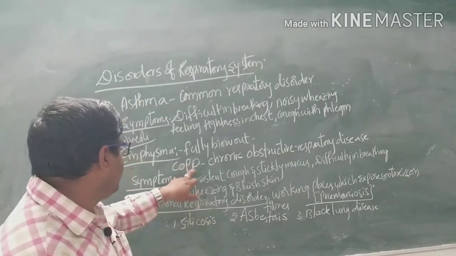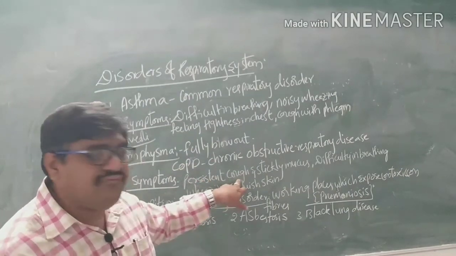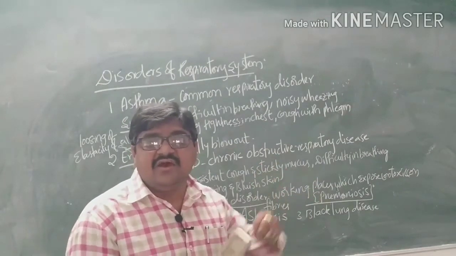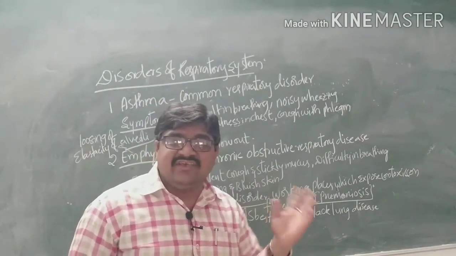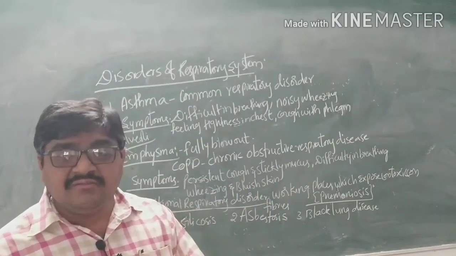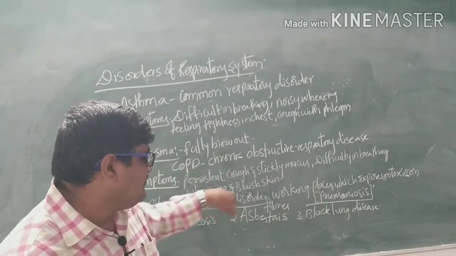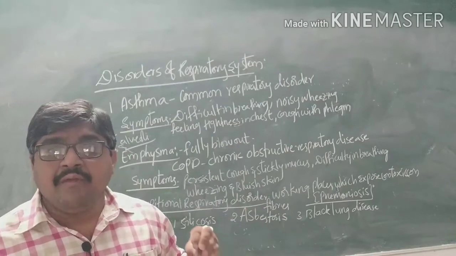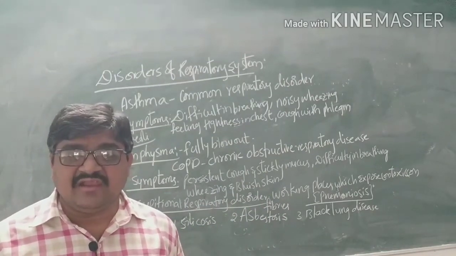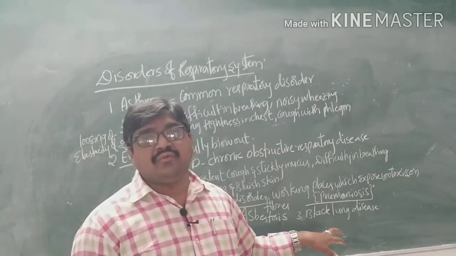That is what takes place in emphysema. Here the symptoms are a persistent cough and sticky mucus. Sticky means the mucus sticks to the alveoli, where the exchange of gases cannot take place. So mainly the exchange does not take place, and there is difficulty in breathing and wheezing, and the skin also becomes bluish in color, or it can become dark brown in color.